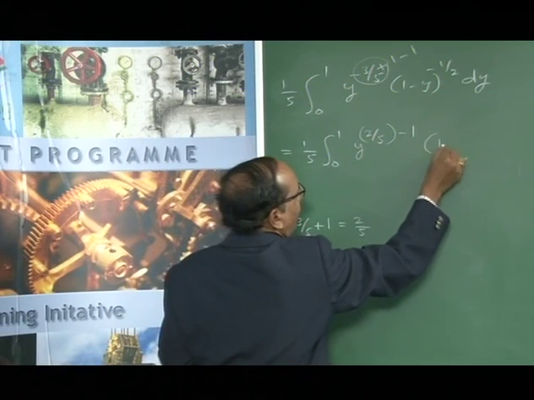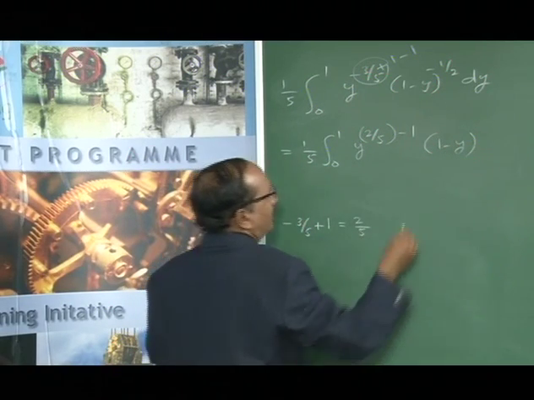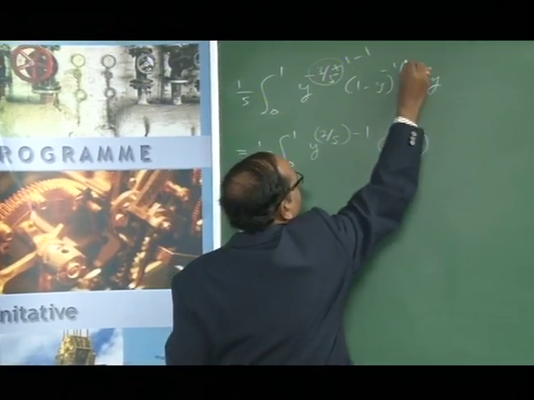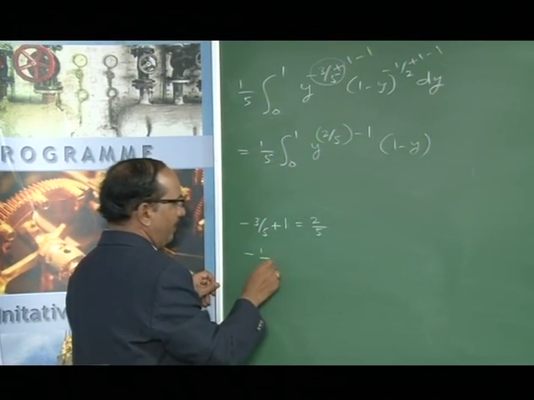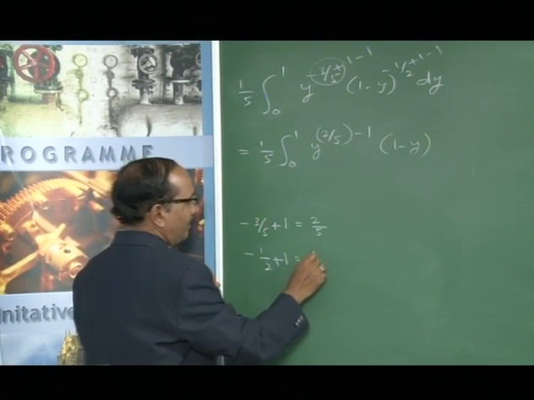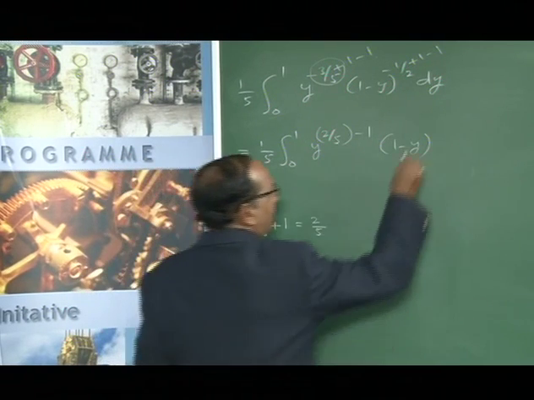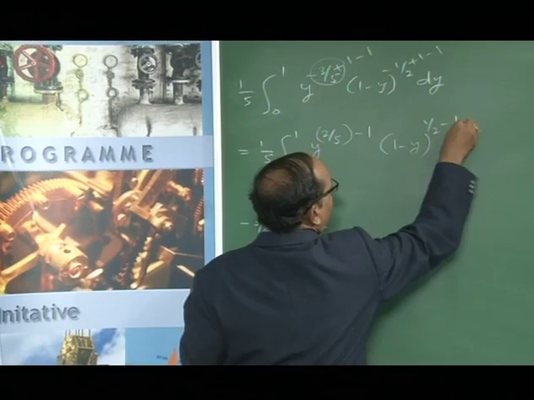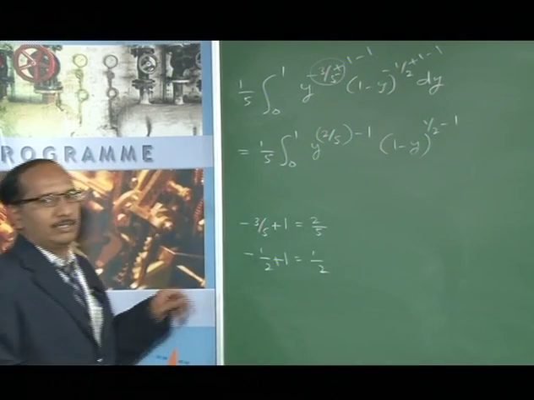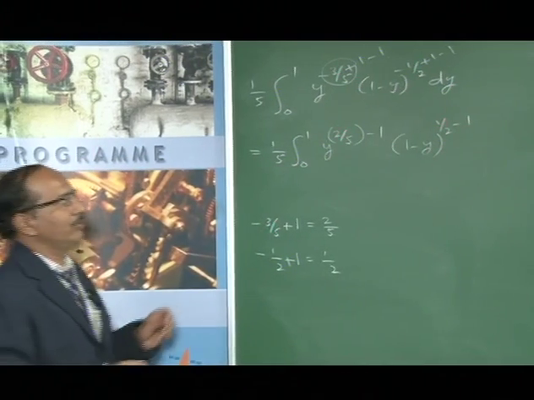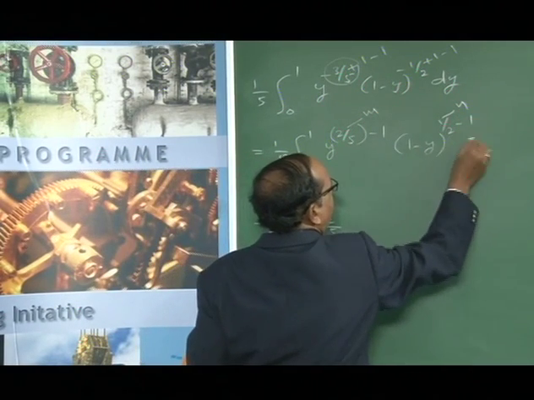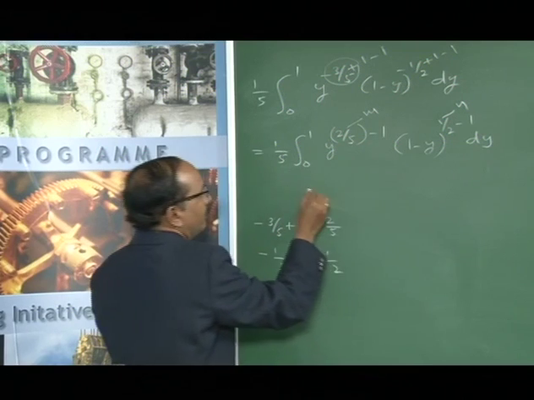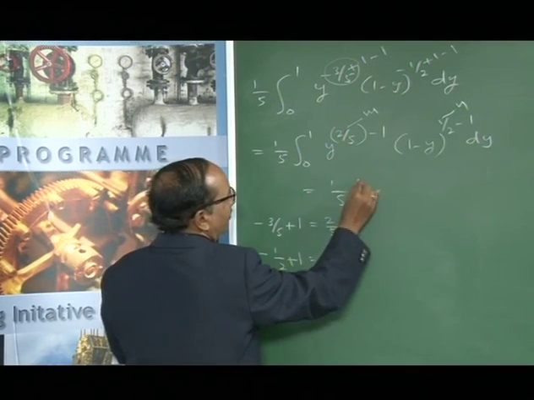Similarly, for the power minus 1 by 2, add 1 and subtract 1. So minus 1 by 2, adding 1 becomes 1 by 2. So it is power 1 by 2 minus 1. So minus half can be written as 1 by 2 minus 1. These are the m and n. And dy is there. So that is written in terms of beta.